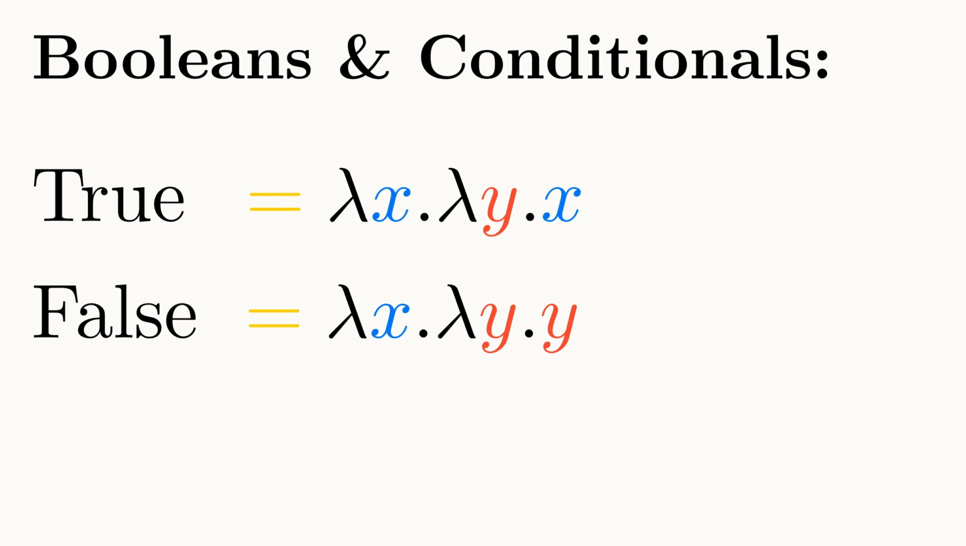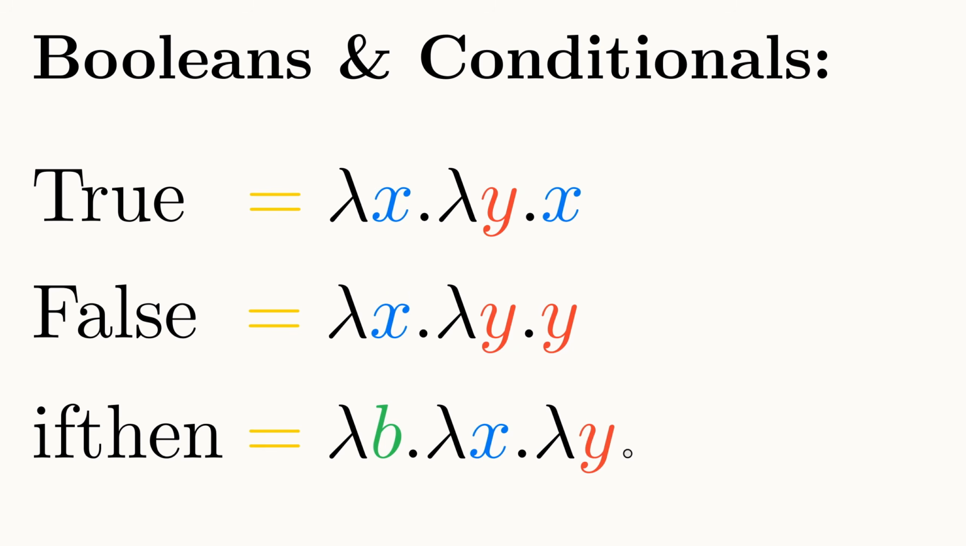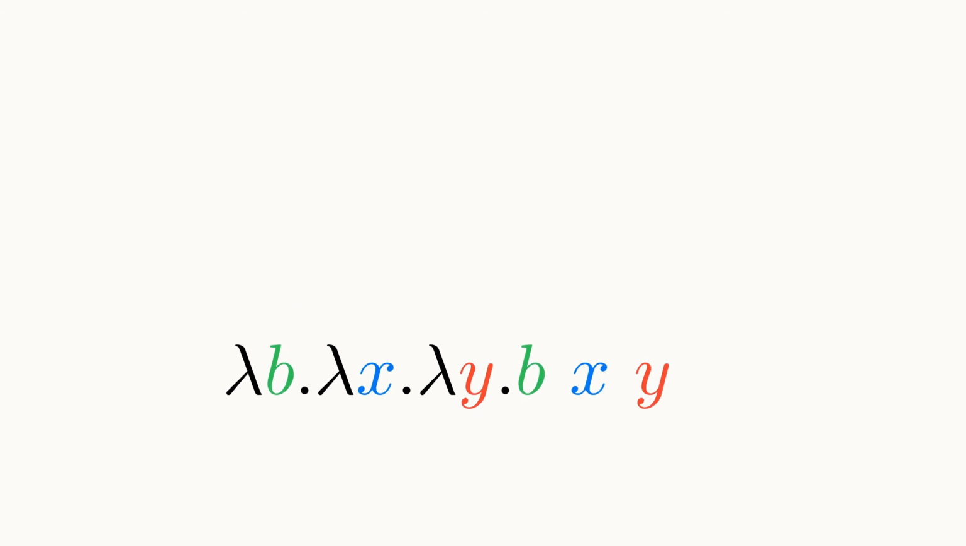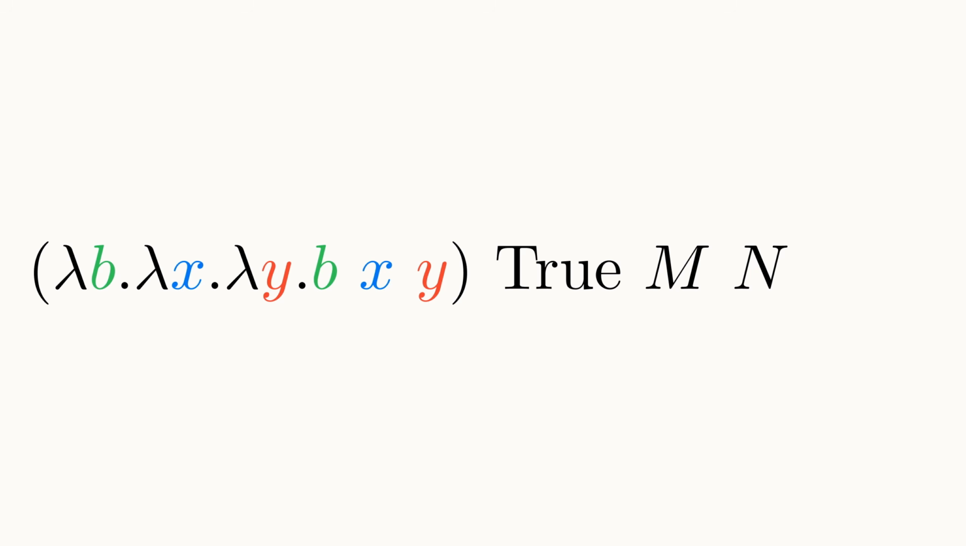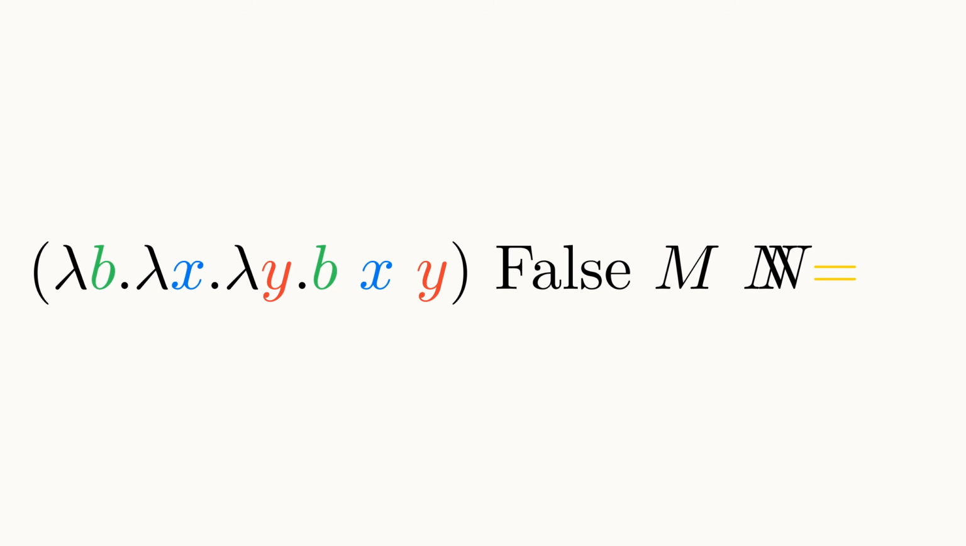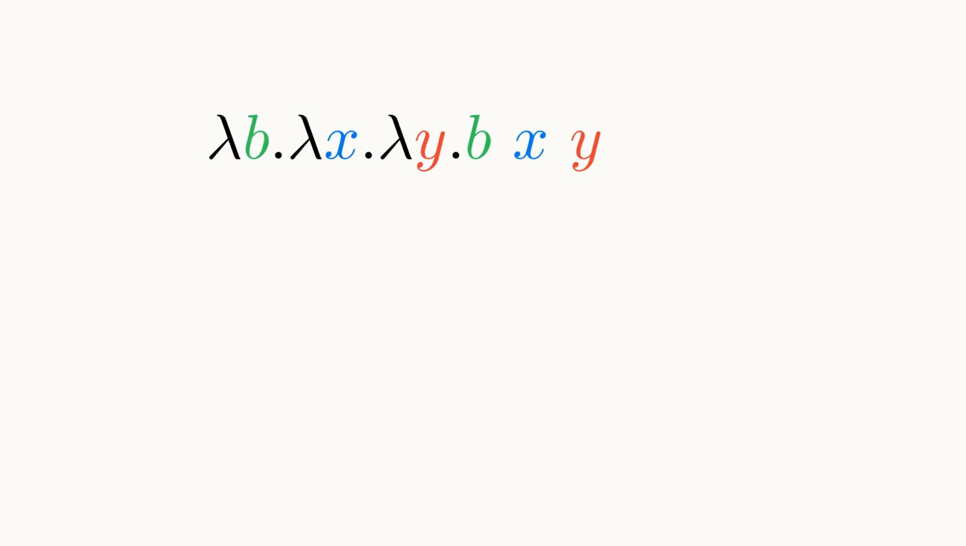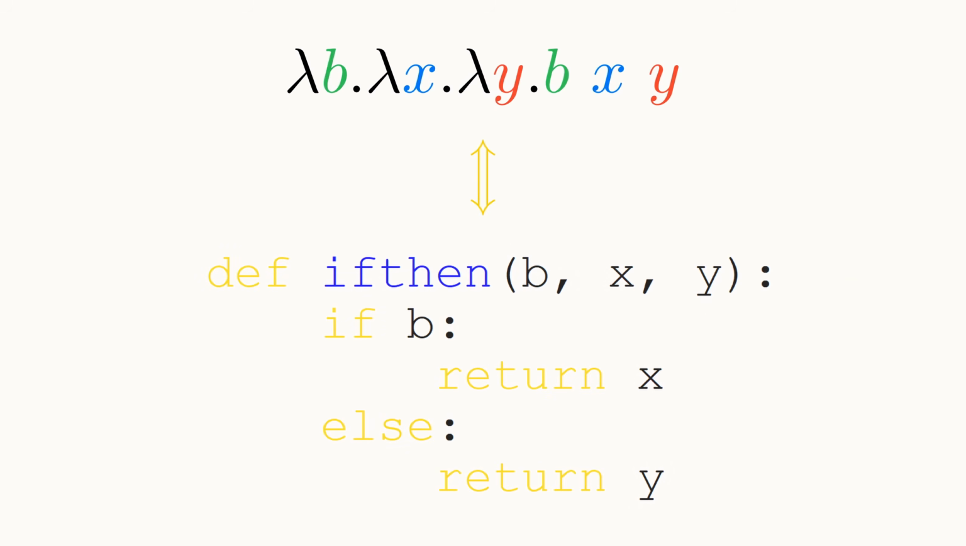This seems completely arbitrary, but look what happens when we encode an if statement as lambda b dot lambda x dot lambda y dot b applied to x and then y. This lambda abstraction just takes three inputs, b, x, and y, and outputs the result of applying b to the inputs x and y. This looks pretty random, but if we input a boolean as the first argument, and then any two terms as the inputs x and y, this function will behave just like an if statement. It will return the first term if the boolean is true, and the second if it's not. In Python, this lambda abstraction would be the program: if b, then return x, else return y.